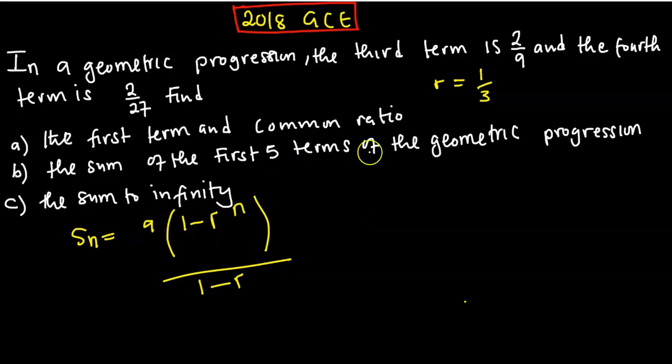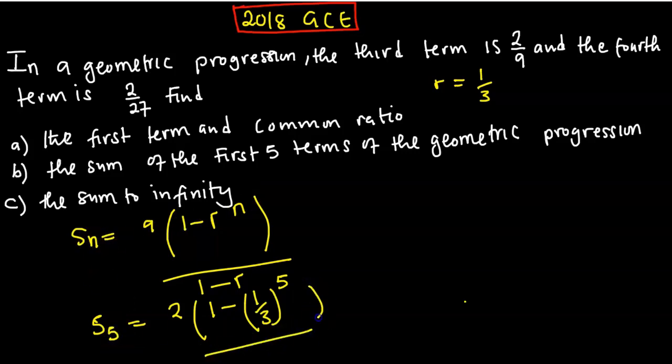Our r is 1 over 3. Our first term is this one. So we are going to replace. The sum of the first 5 terms is equal to 2, then 1 minus what? r is 1 over 3, then of course to the power what? To the power 5. n is the position here, so position number 5, divided by 1 minus 1 over 3.